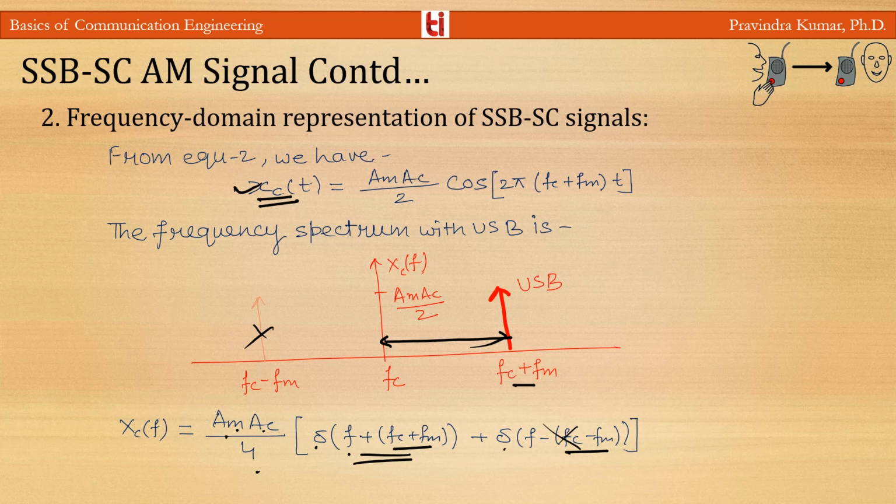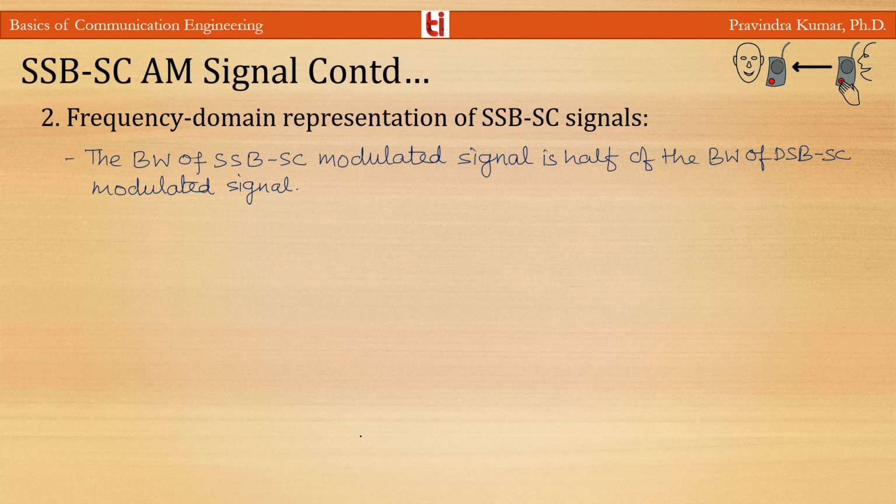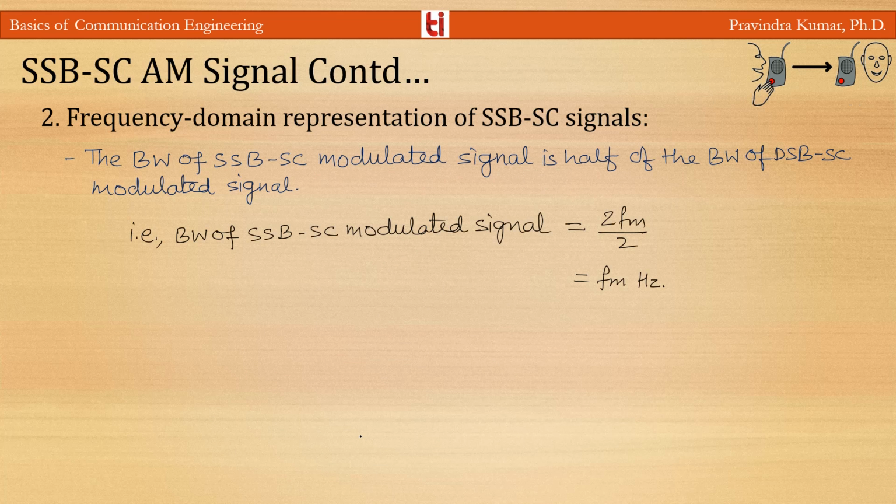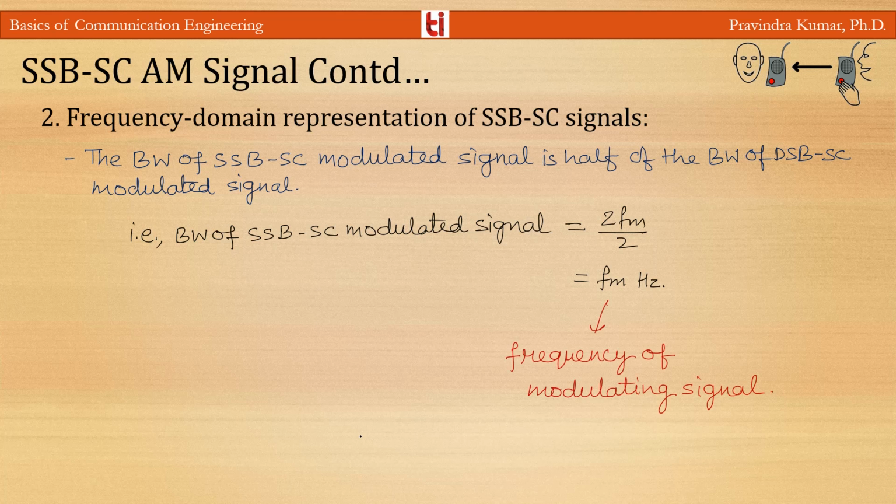So the bandwidth of the SSB-SC modulated signal will be half of the DSB-SC. It is 2 fm by 2, so fm hertz. Here fm is the highest frequency component of the baseband signal. So the bandwidth of the SSB-SC modulated signal is equal to the frequency of the modulating signal.